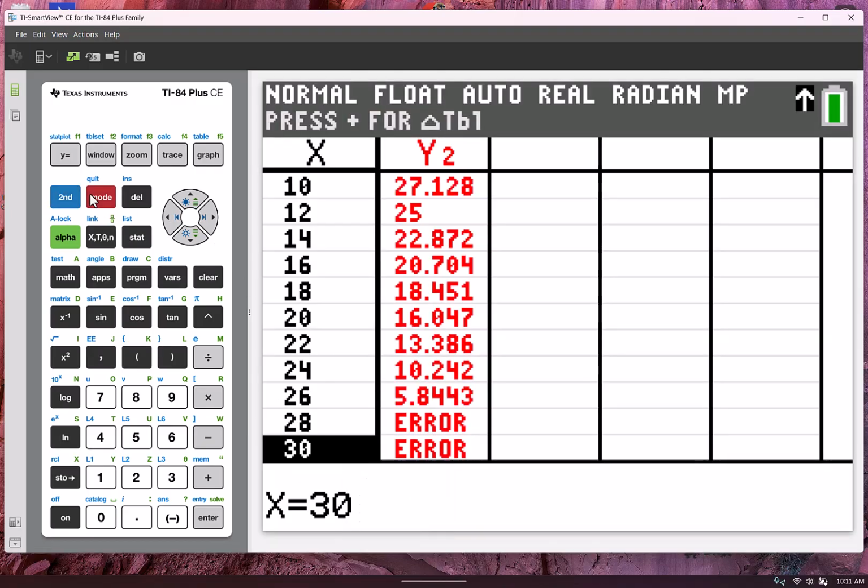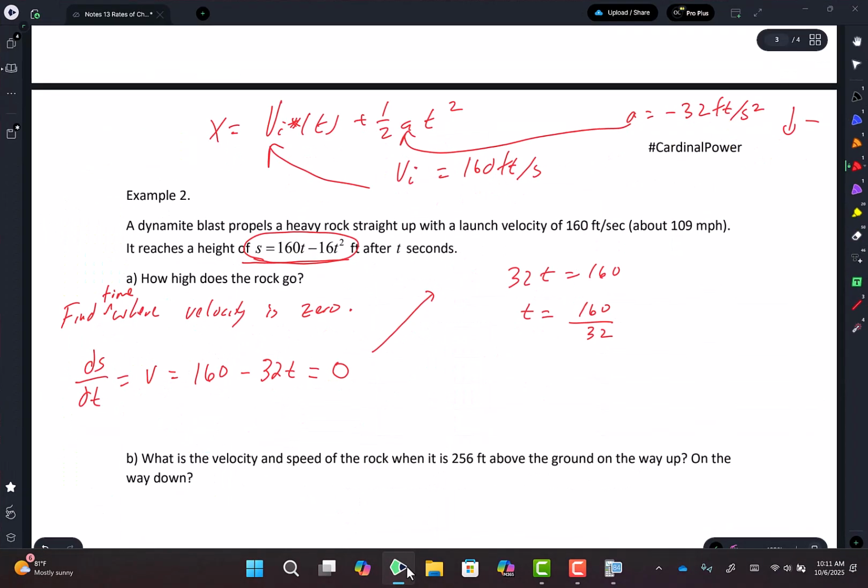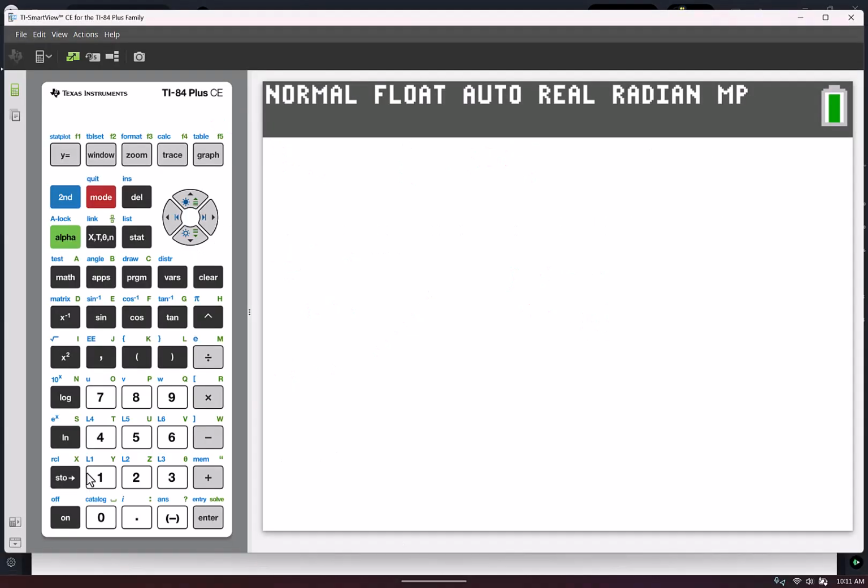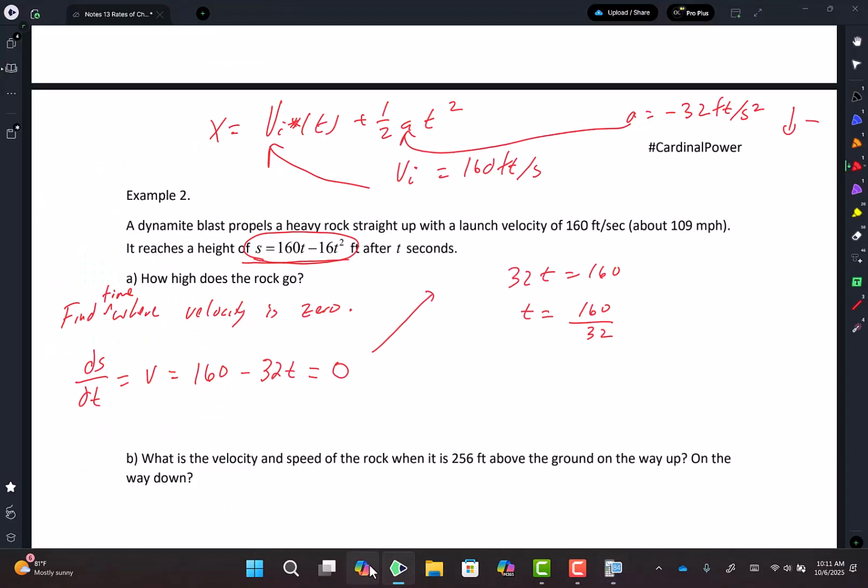What did I say I was going to do? 160 divided by 32. Bam, 5. Okay. Now that I know that t equals 5, I'm going to take this 5 and plug it into the original. S of 5 equals 160 times 5 minus 16 times 5 squared. And this is going to tell me how high off the ground it reached.